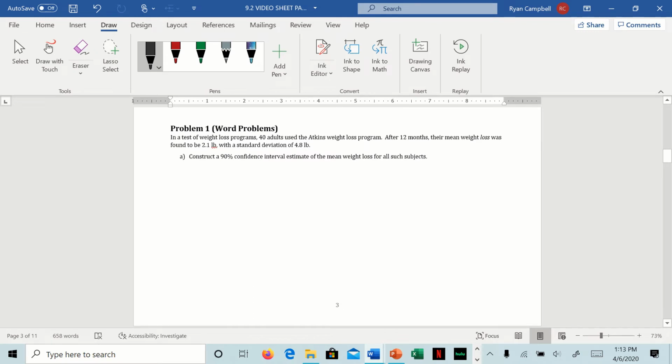So let's do some problems. So problem number 1 on your worksheet for the word problems. In a test of weight loss programs, 40 adults used the Atkins weight loss program. After 12 months, their mean weight loss was found to be 2.1 pounds with a standard deviation of 4.8. So construct a confidence interval.